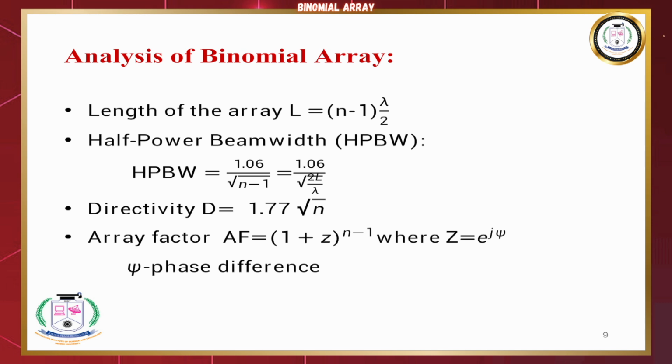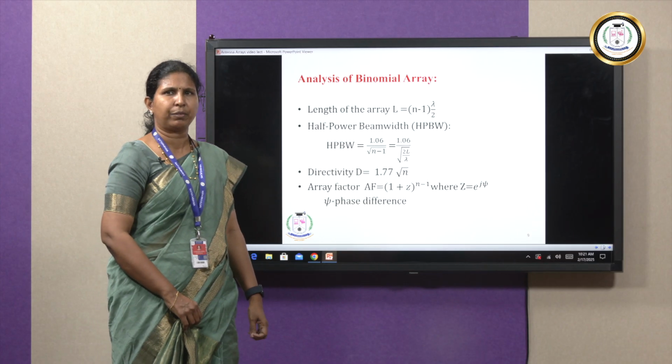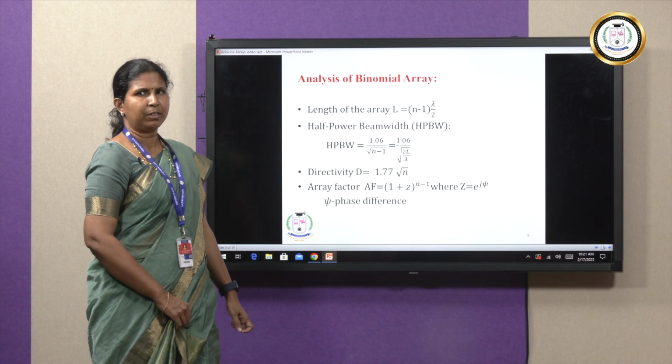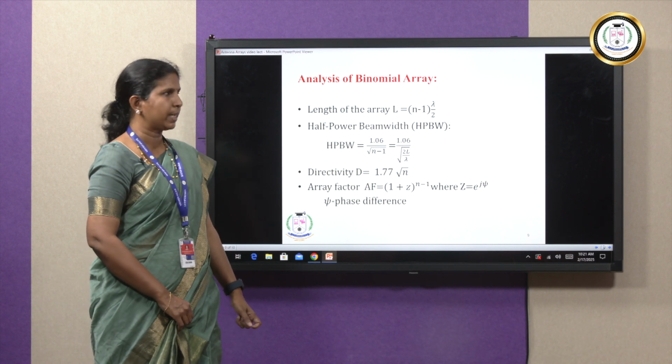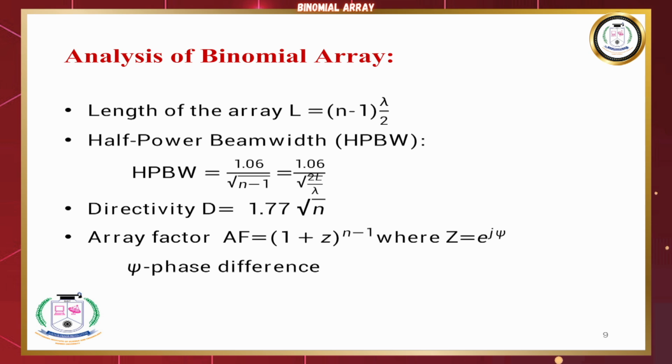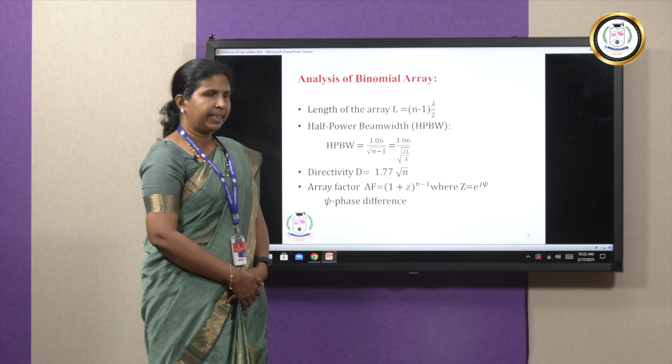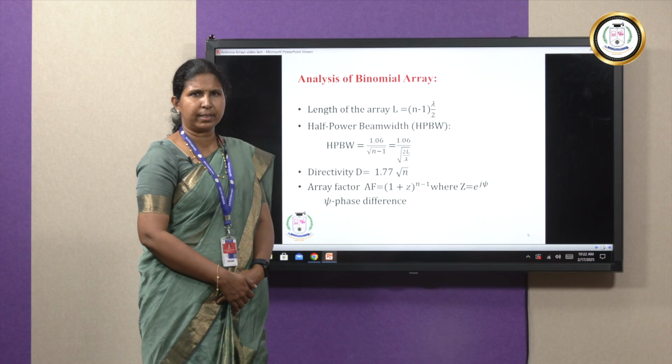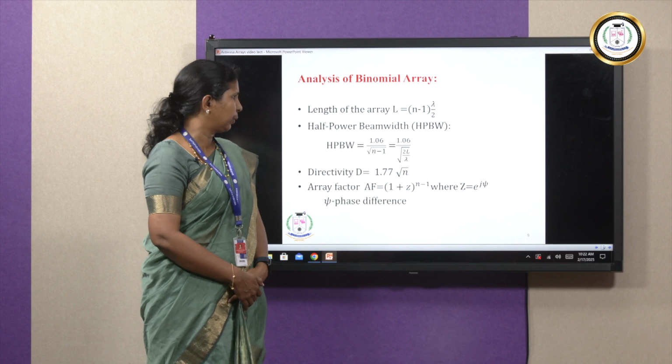Analysis of binomial array. The length of the binomial array can be found using the expression L is equal to (n minus 1) into lambda by 2, where n represents the number of radiating sources. The half power beamwidth of the binomial array can be found using the expression HPBW is equal to 1.06 divided by root of n minus 1, which is further simplified as 1.06 divided by root of 2L divided by lambda. The directivity is calculated using the expression D is equal to 1.77 root n.